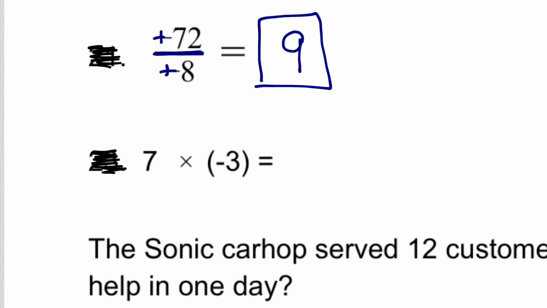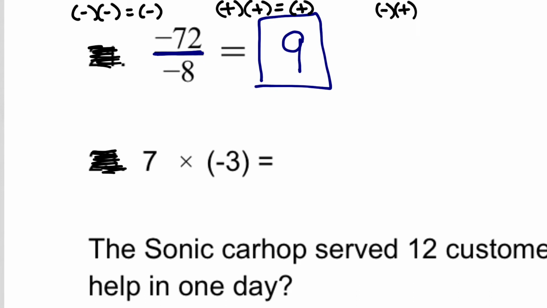So let's look at the next one. 7 times negative 3. Let's go ahead and remember our rules. Well, our rules are that if we have a negative and a negative, then it's going to equal a positive. We know if we have a positive and a positive, it will equal a positive. And we know if we multiply a combination of a negative and a positive, that we will get a negative.